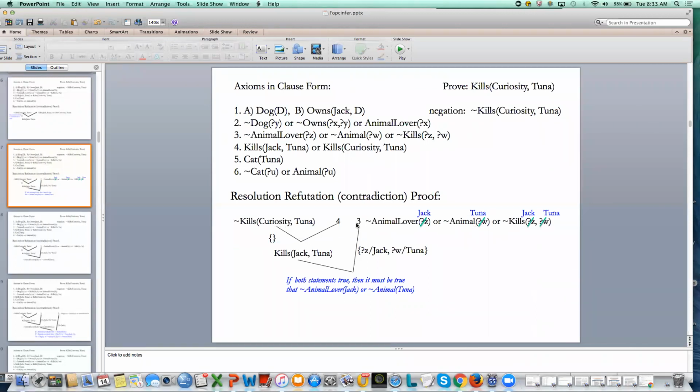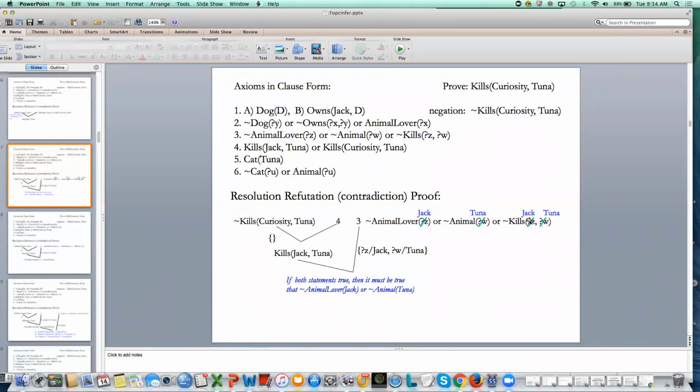So we're left with this, and we have another statement here in which there's a promise of a contradiction. We've got, this is axiom 3. We've got a not kills statement here. We've got Jack kills Tuna. This will unify with that, with these substitutions. Z is bound to Jack, W is bound to tuna. And then we apply those substitutions throughout this expression.